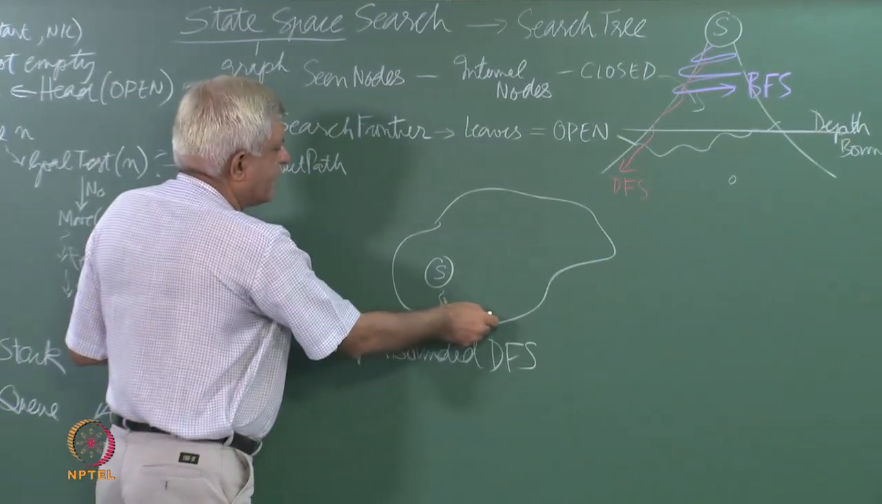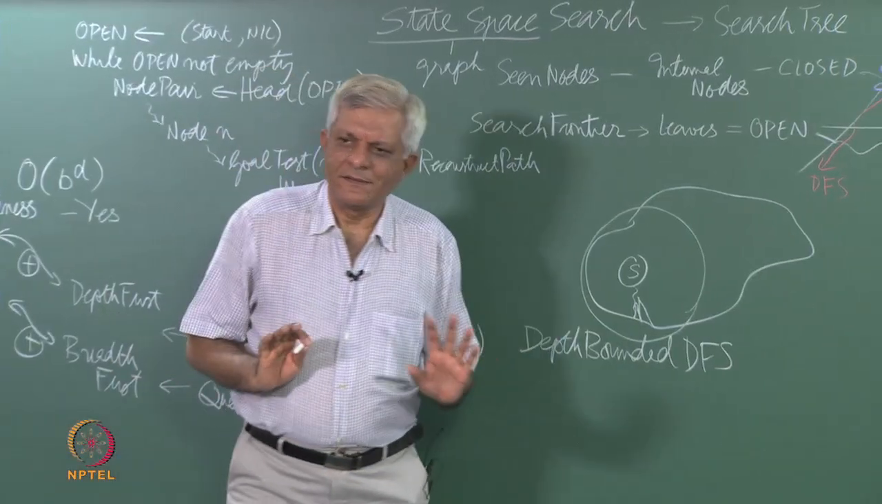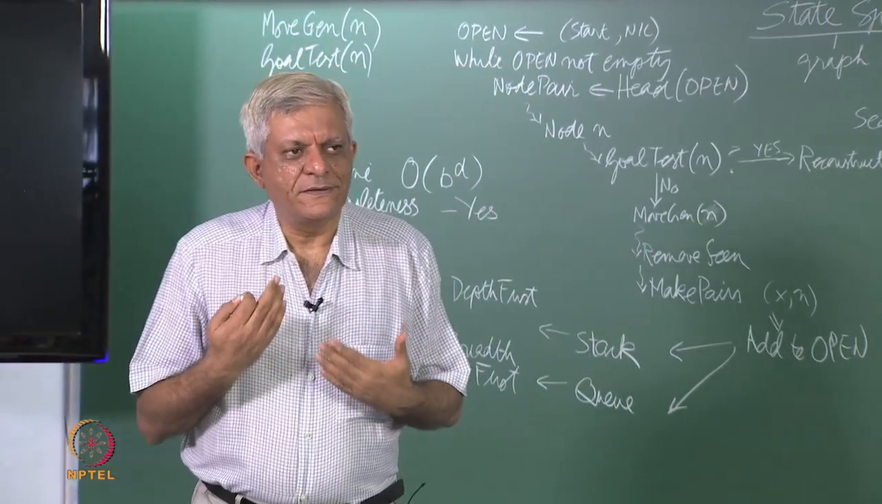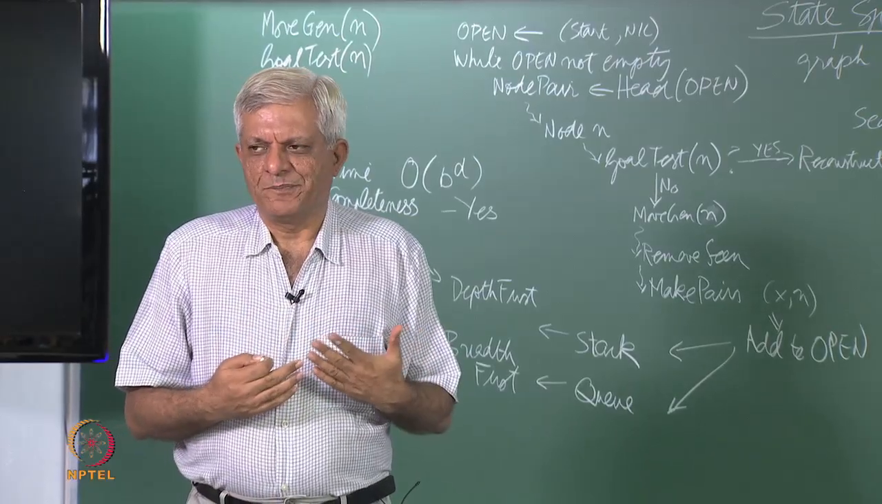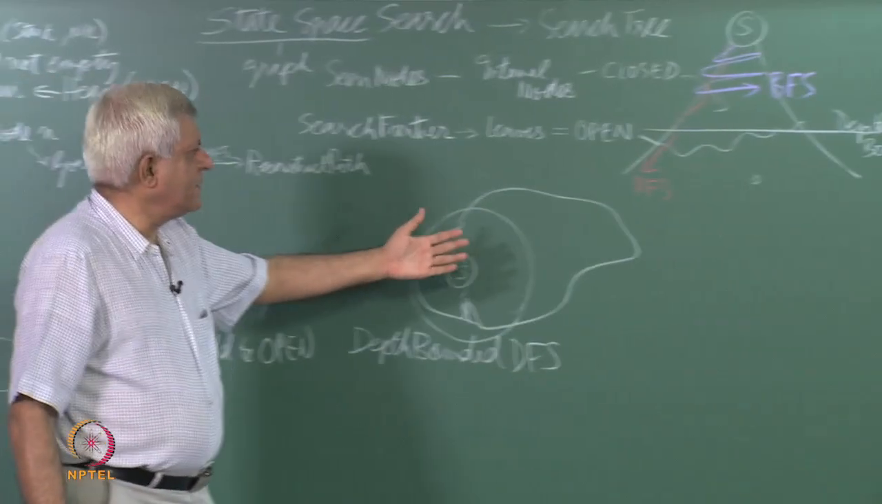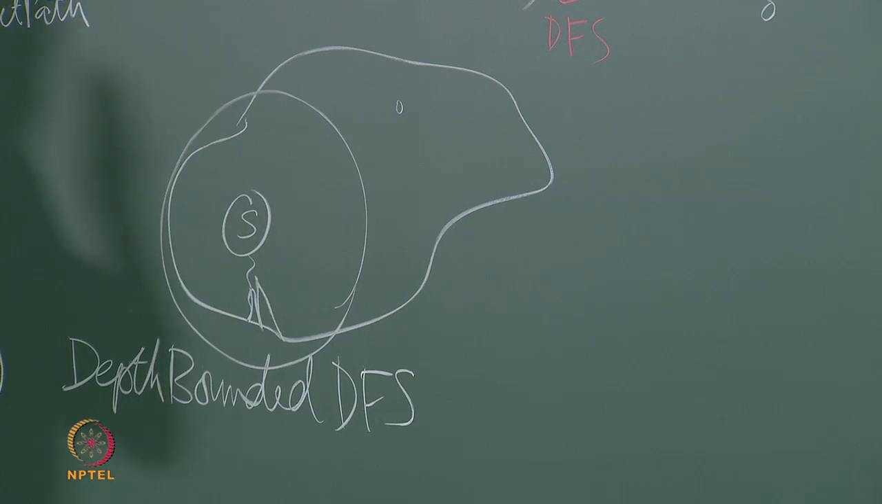Depth bound says that it is like a Lakshman Rekha, do not go beyond this line. So, if you find the goal within that, yes, you will get the solution, but if the goal happens to be outside that, like here, which could be somewhere here, then you will not find the solution. So, obviously, it is not complete, but it is space efficient because it is depth first search.